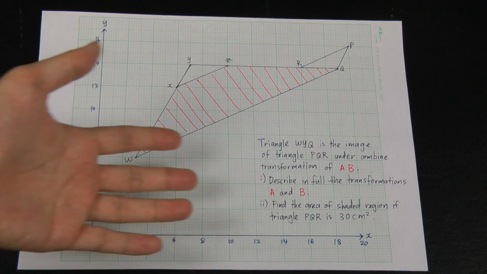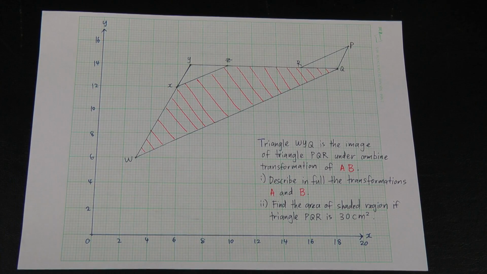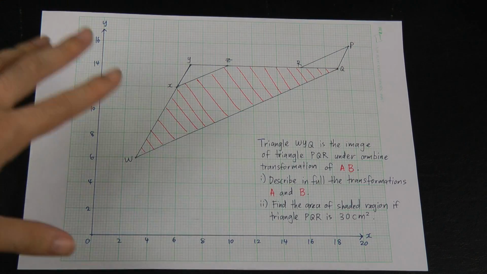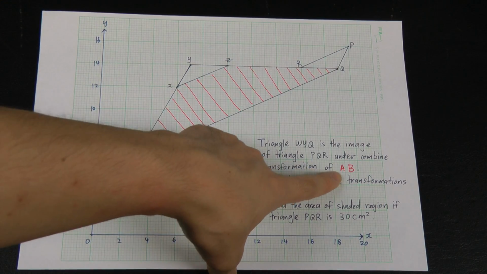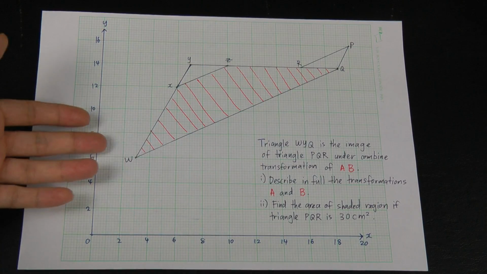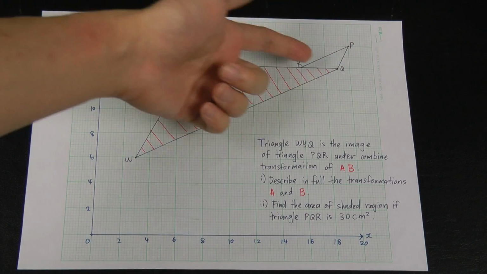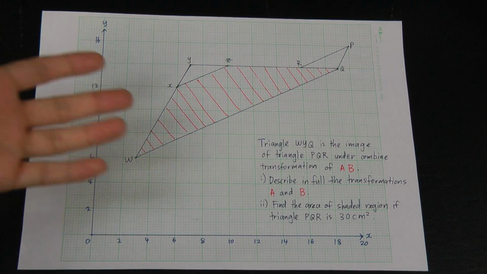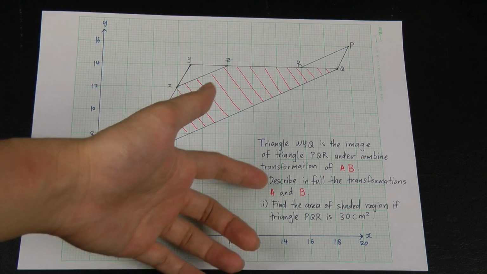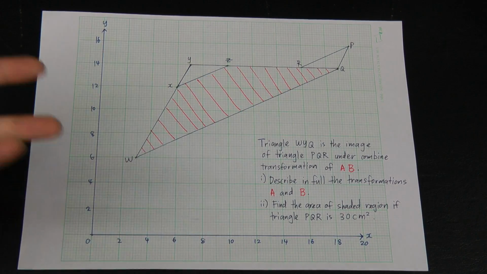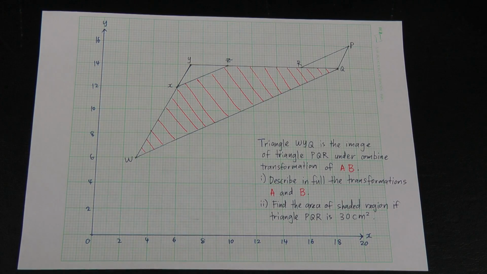Under combined transformation of A and B. So what this question is trying to say is, after transformation A and B, the PQR becomes WYQ. So this small triangle will become like this. And then the question will always ask you to describe in full the transformation A and B. In order to understand this, let me explain a little bit before we move on.